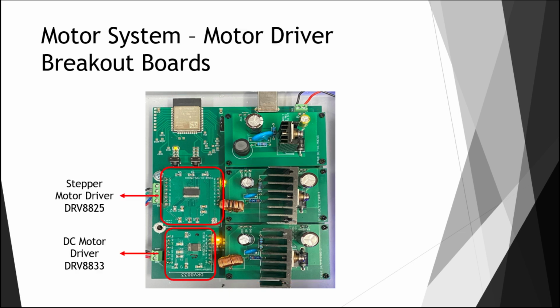Finishing off the motor unit PCB, we have the motor driver breakout boards. The red bubbles indicate the 2 motor drivers that control each motor in the system. The first one on the top is the stepper motor driver, which uses the DRV8825 chip, and the second one on the bottom left is the DC motor driver, which uses the DRV8833 chip. The purpose of making these breakout boards is to be able to easily replace them if they become damaged instead of replacing the entire board.